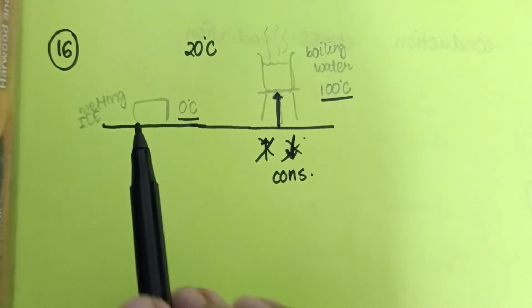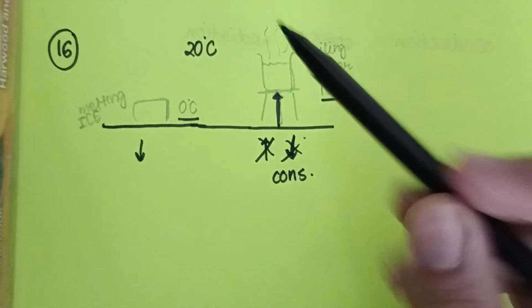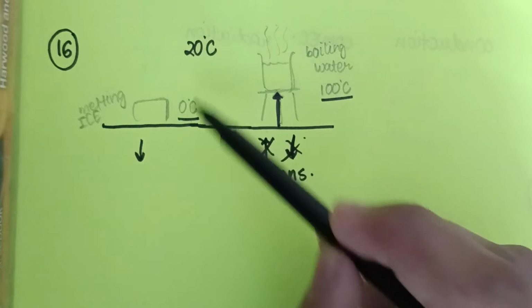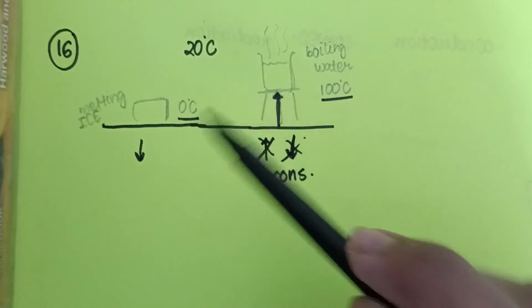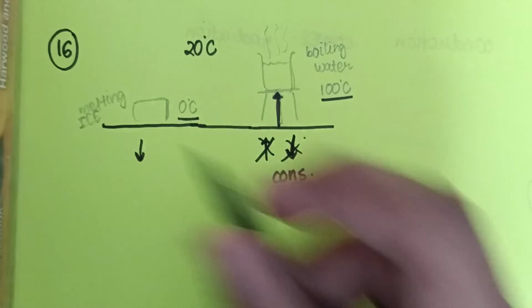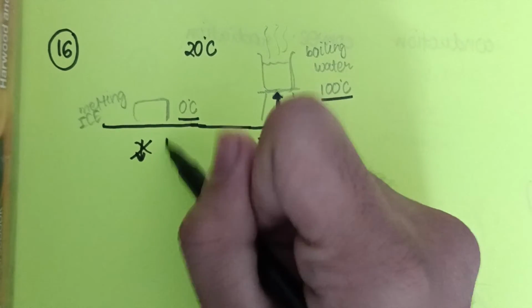We are not cooling the ice. No one is cooling the ice. In fact, the room is at 20 degrees Celsius. So it is obvious that ice will not cool itself. So this is not a possible option.